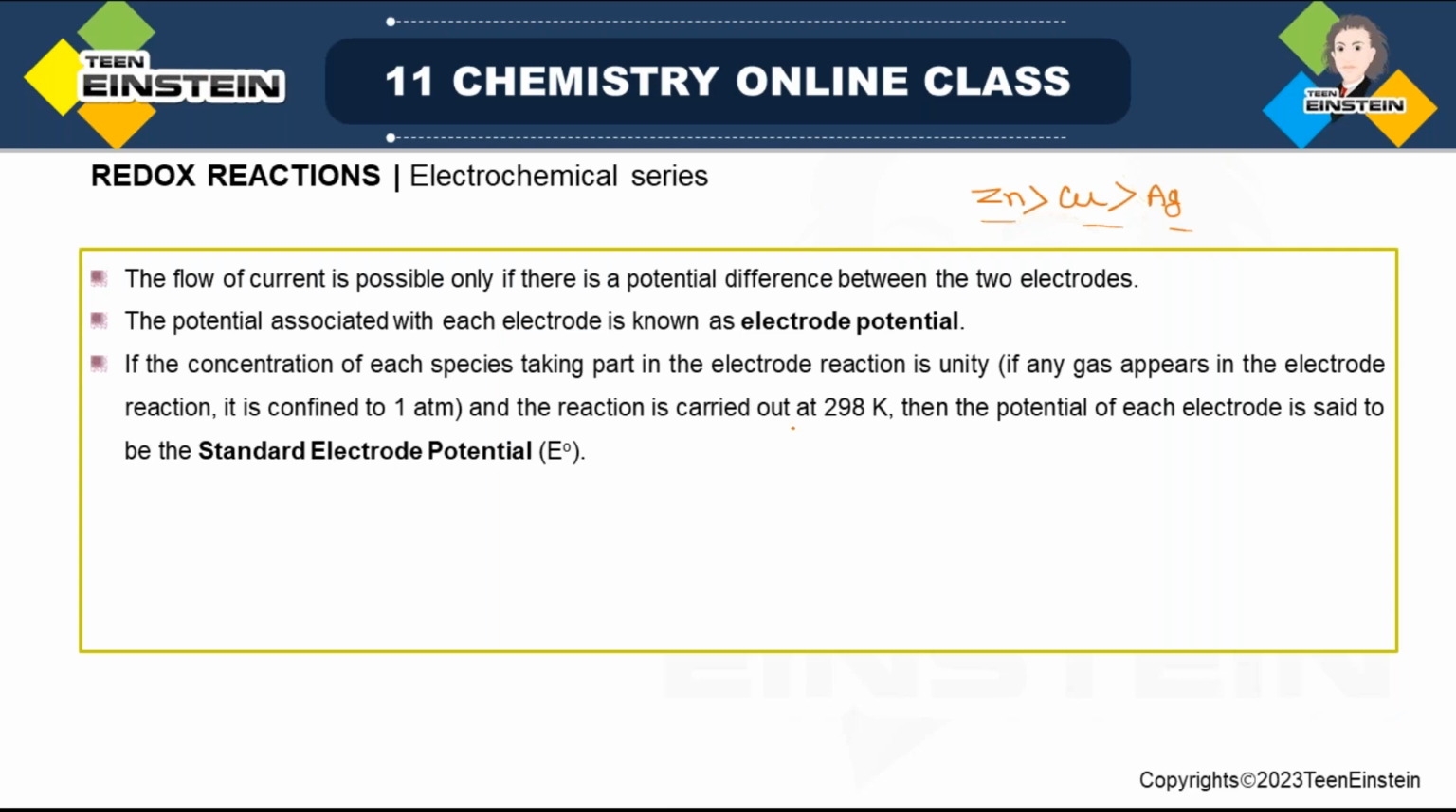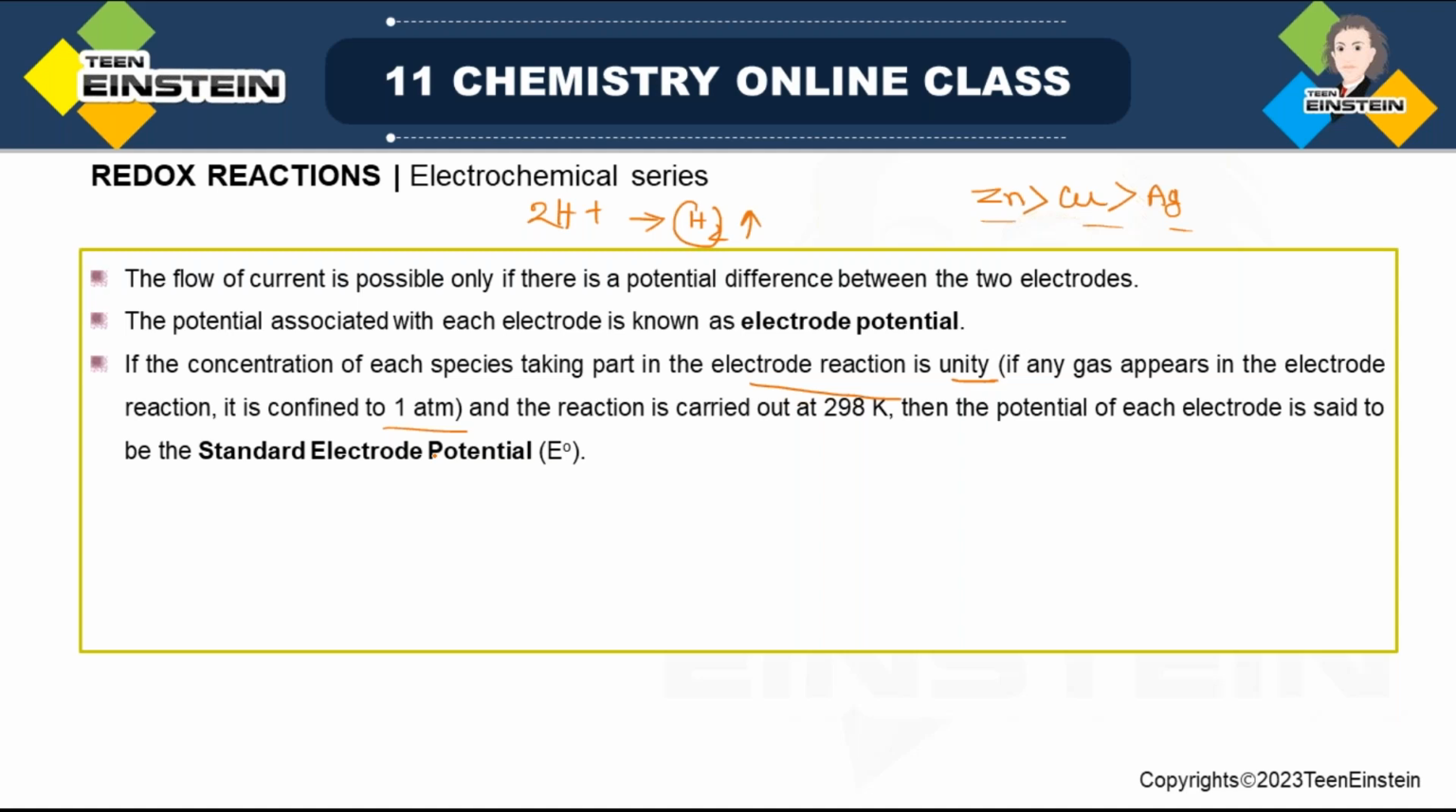This holds if the concentration of each species taking part in the electrode reaction is unity, 1 molar, and if there is any gas involved, suppose you have taken H+ instead of a metal, then H+ is converted to hydrogen. In this case, obviously there is production of gas. So in those cases, if any gas appears at the electrode, it is confined to 1 atmosphere. So the concentration is unity, and if it is a gas, it is confined to 1 atmosphere.